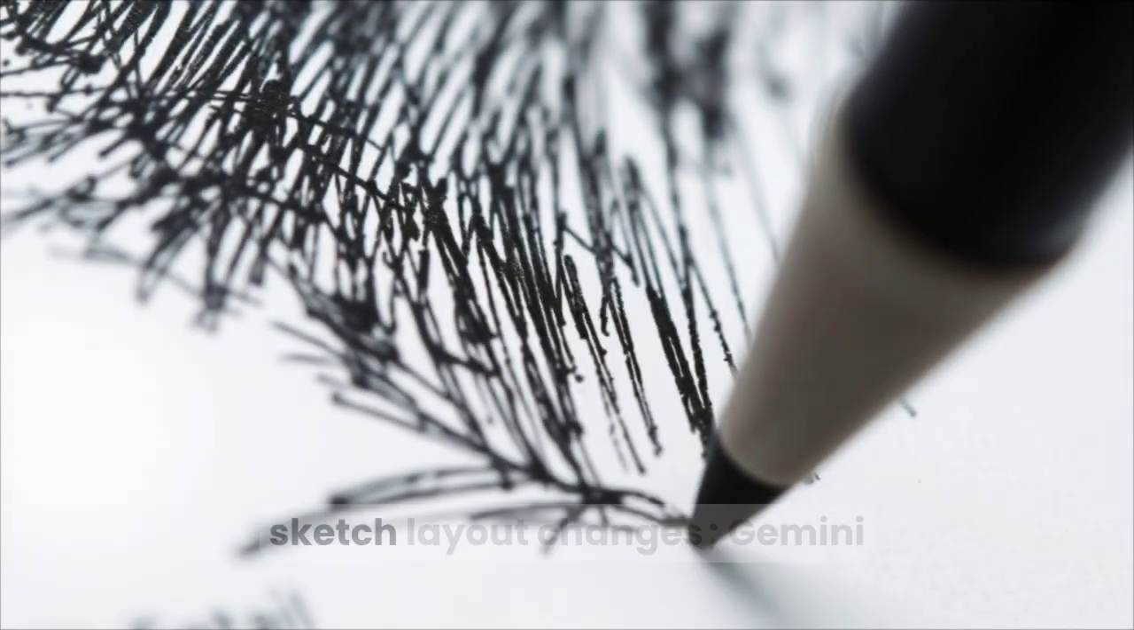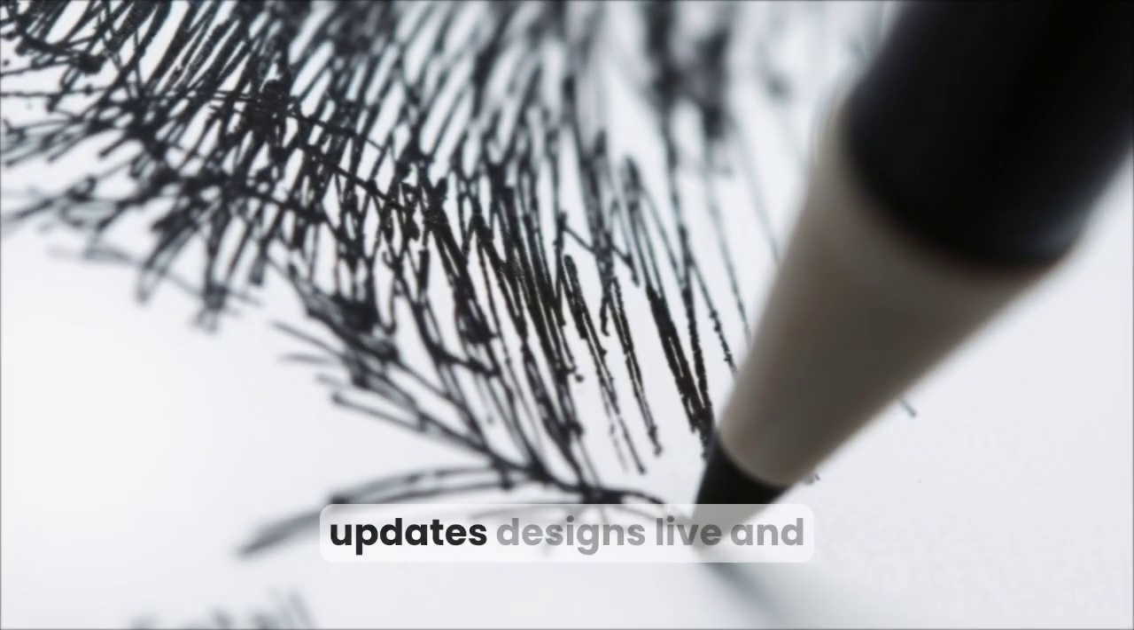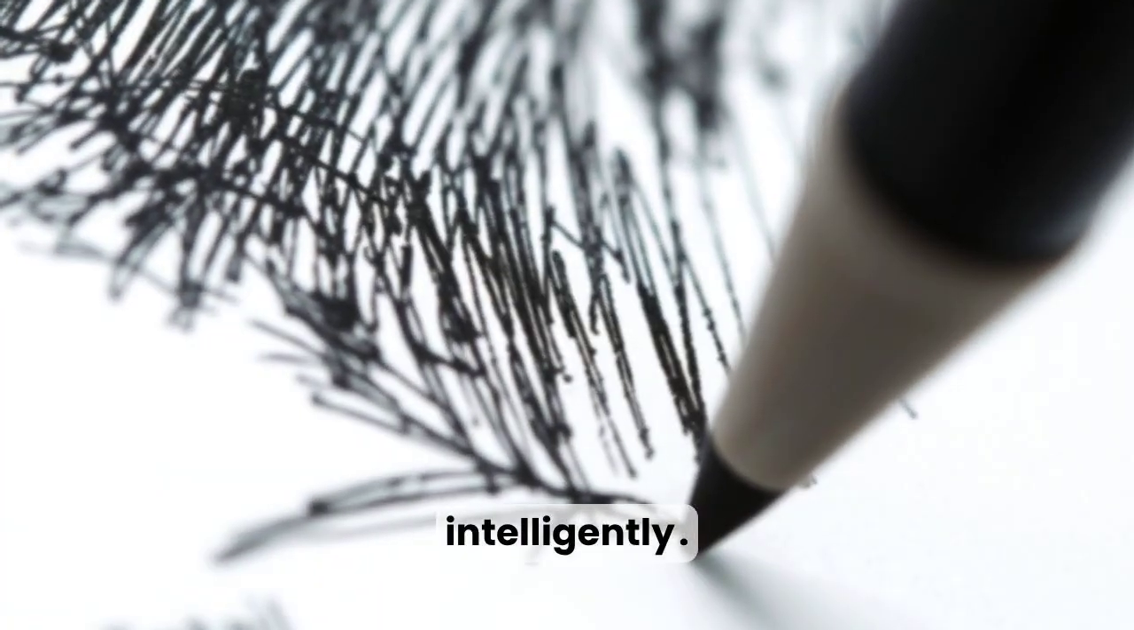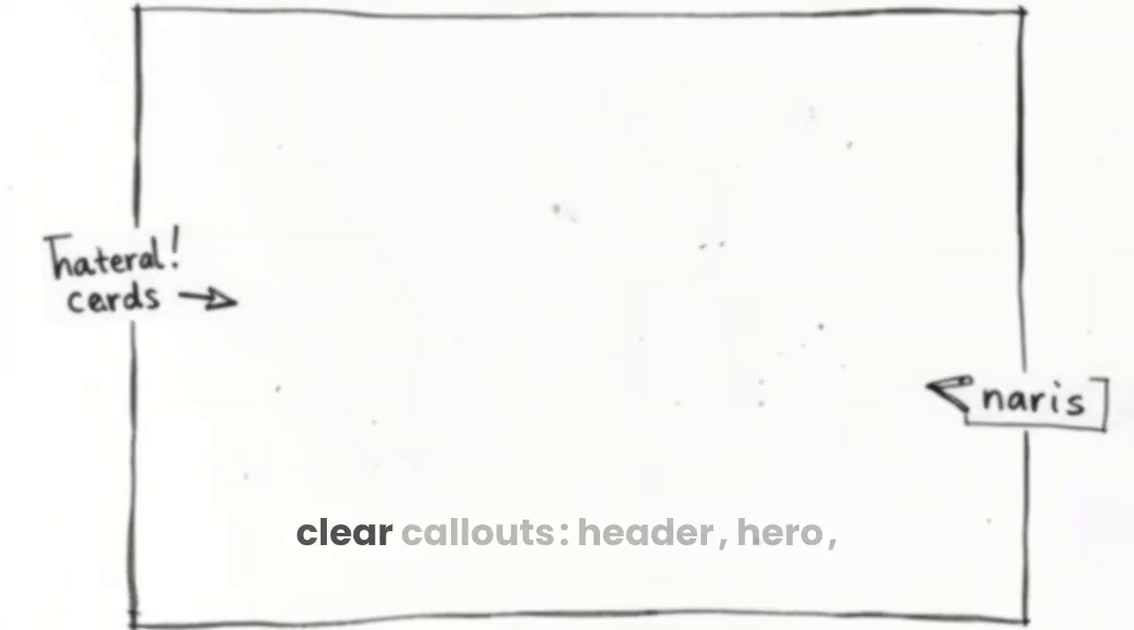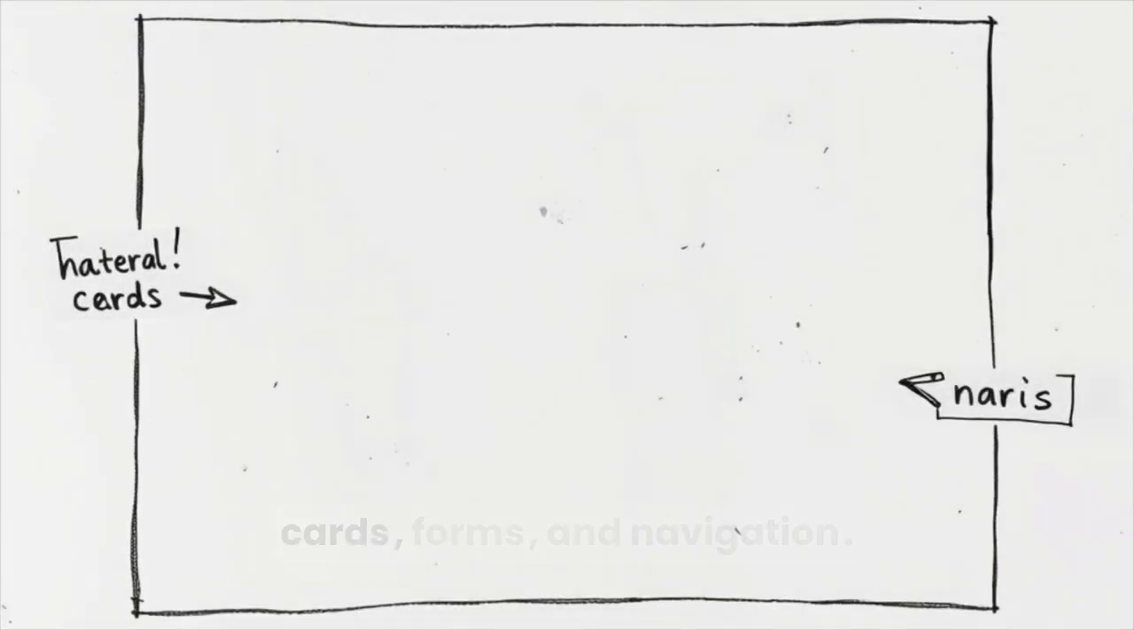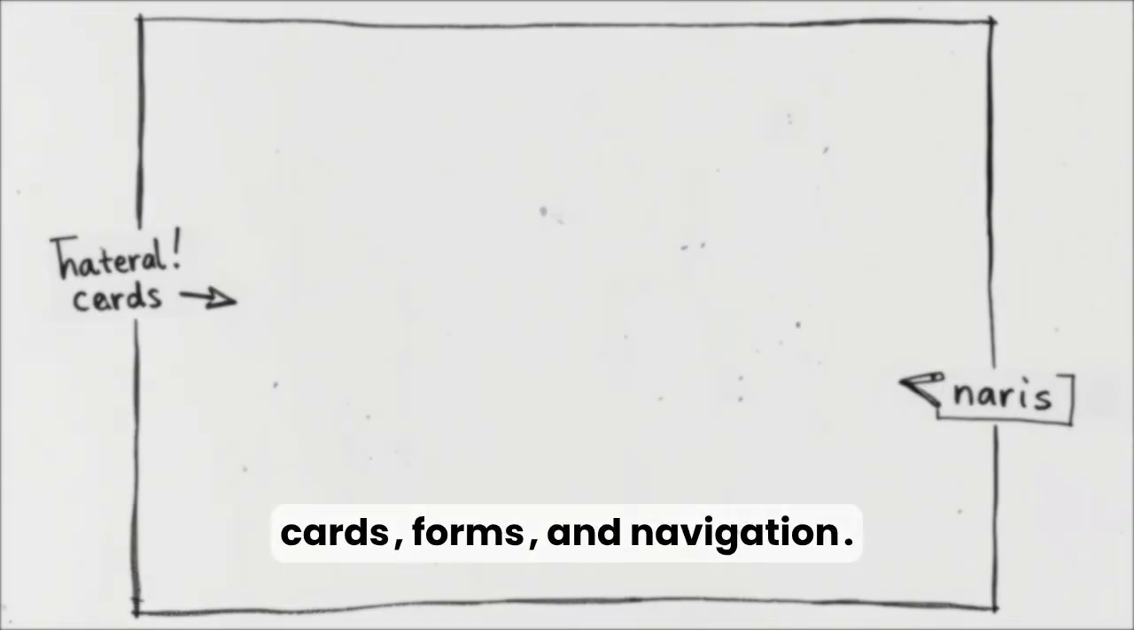Use the Scribble tool to sketch layout changes. Gemini updates designs live and intelligently. Annotate UI elements with clear callouts: header, hero, cards, forms, and navigation.